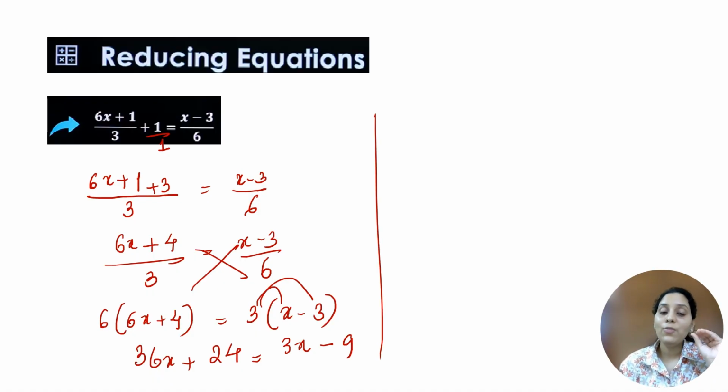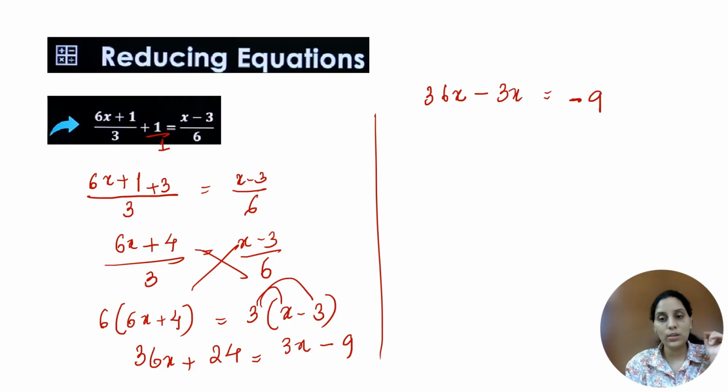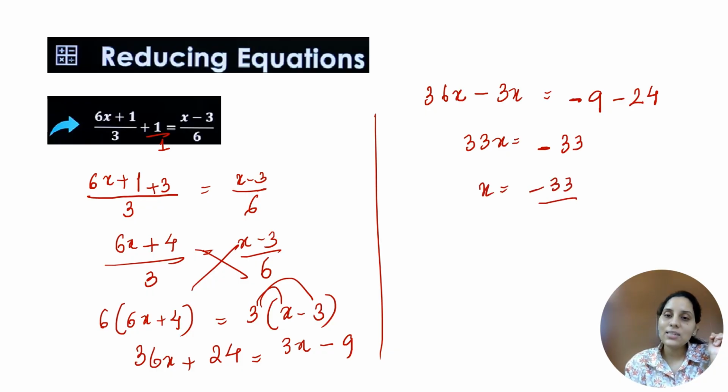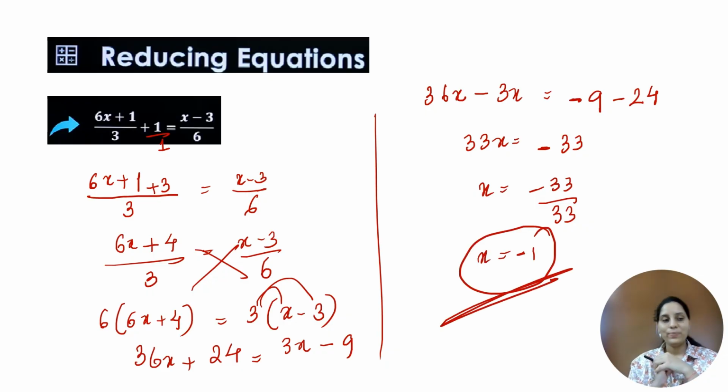So what did we see? If we have x's on both the sides, I will make sure I have all x on one side and all constants on one side. So 36x, take 3x there, minus 3x is equal to, I will write what it has first, which is minus 9. Don't forget to keep the negative sign. And plus 24, transfer there, minus 24. So 33x is equal to minus 33. x is equal to minus 33 by 33, which means x is equal to negative 1. So this is how we solve these equations by using the transposition method.